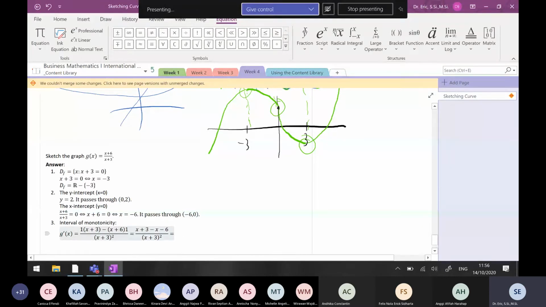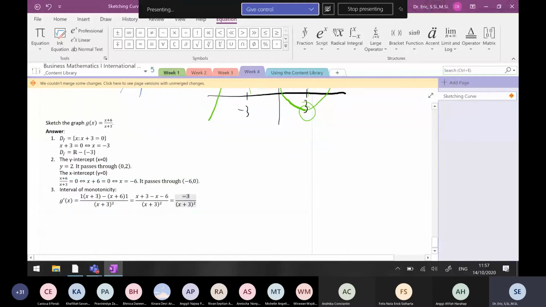So it will give you over x plus 3 squared. And what is this? x minus x cancels out, 3 minus 6 is minus 3.